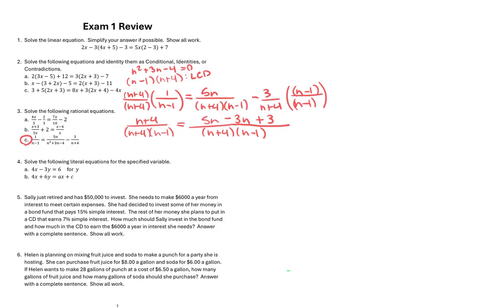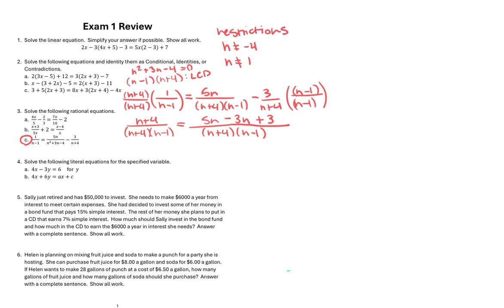So what values would make this function undefined? Okay, well, I know that undefined means that there's a 0 in the denominator, so I look at what values would make my denominator equal to 0. And I can see that if I plug in n equals -4, or if I plug in n equals 1, I get a 0 in the denominator. So I know that these must be my restrictions.